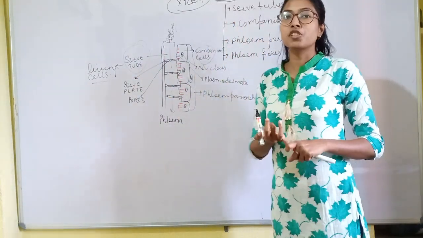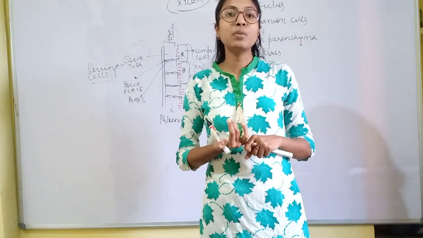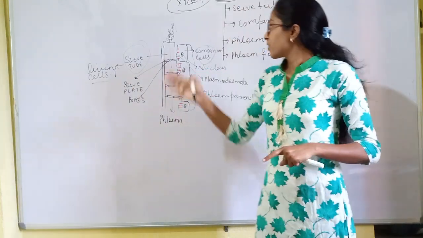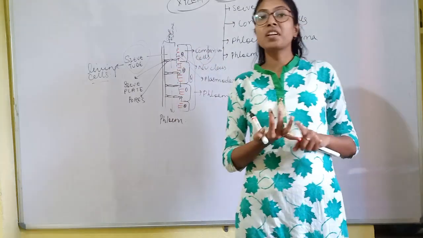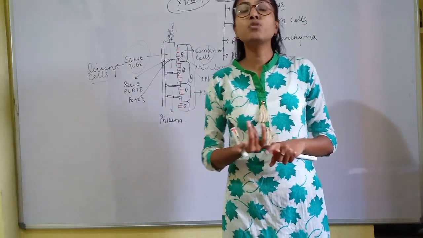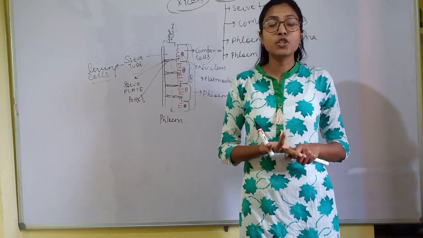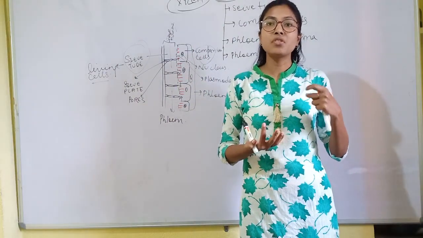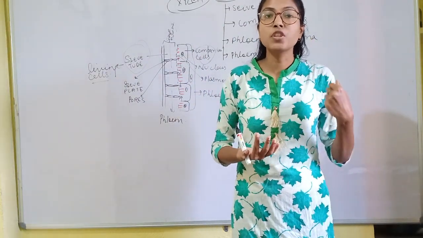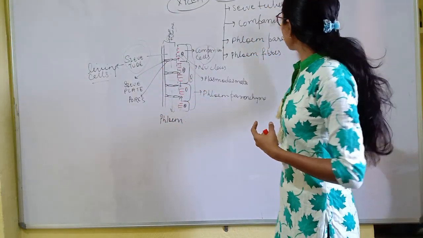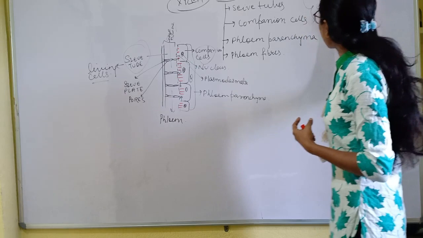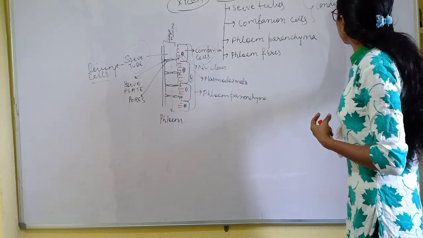So the main function of the sieve tube members can be considered as the conductive tissue in the phloem. As in xylem we have studied the conductive tissues: in xylem, tracheids and vessels are the conductive tissues which conduct water and minerals upward in the plants from the roots to the shoots. In a similar way, sieve tube and companion cells are considered as the conductive tissues.